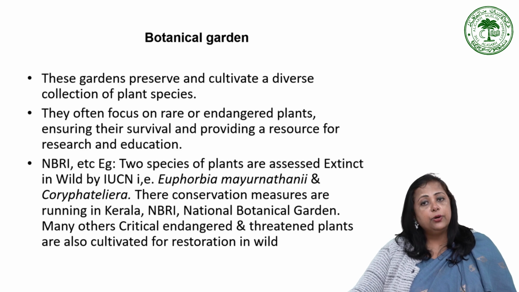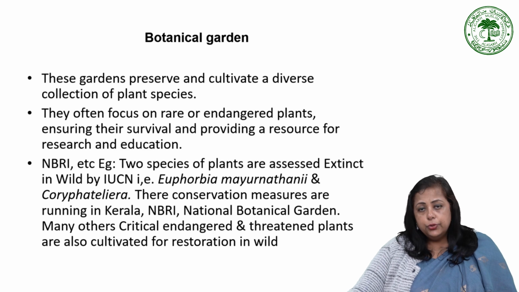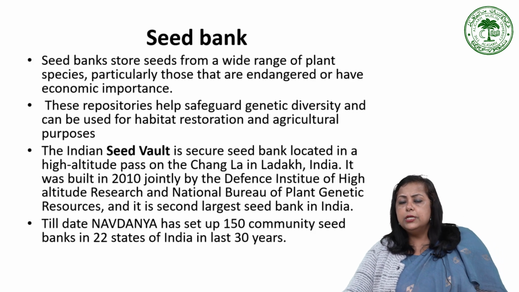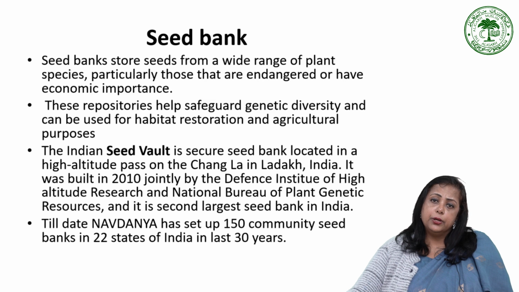We are totally dependent on the natural environment, the natural resources of the environment. So, like the animals, the plants are very, very important. In NBRI, two species of plants are assessed extinct in the wild by IUCN, that is Euphorbia and Coryphatillia. The conservation measures are running in Kerala, NBRI, National Botanical Garden, and many other critically endangered, threatened plants are also cultivated for restoration in the wild.